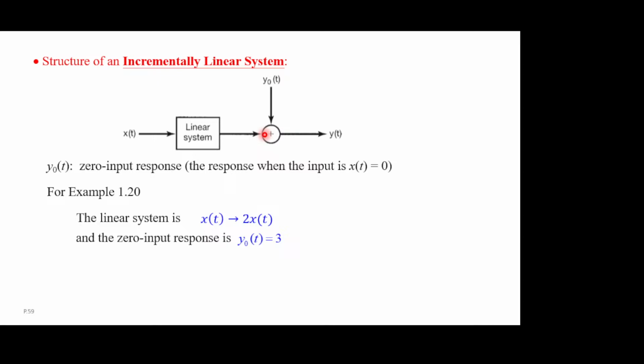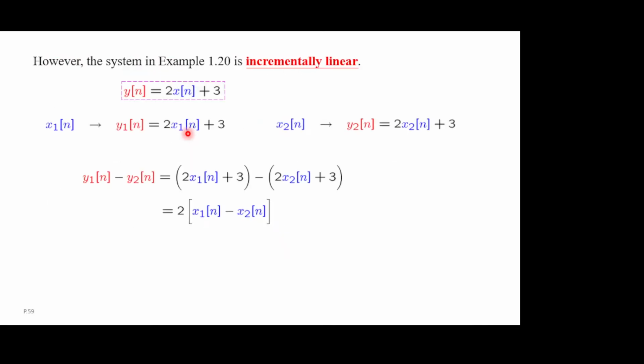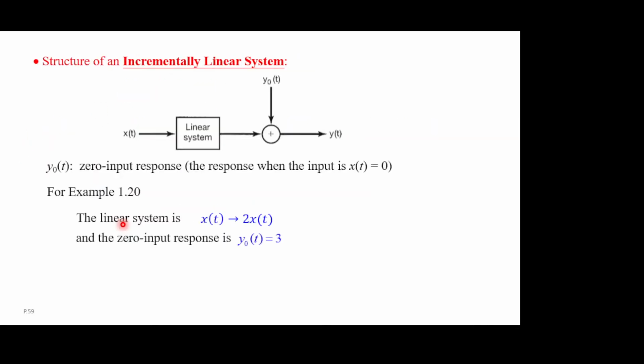So it's a linear system plus some function, another signal y0 of t, which will be your system response when your input is 0. So here the zero response is plus 3, and you have a linear part, that's y of n equal to 2 times x of n. And we'll not see too much of this, so let's stop here. This is the definition of incrementally linear.